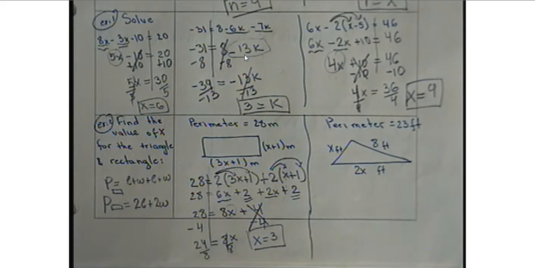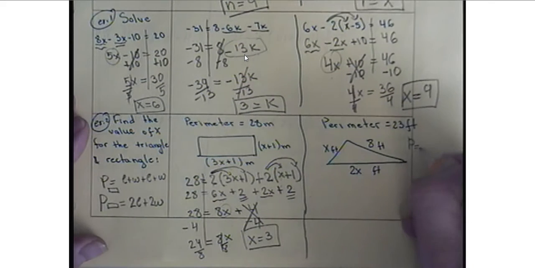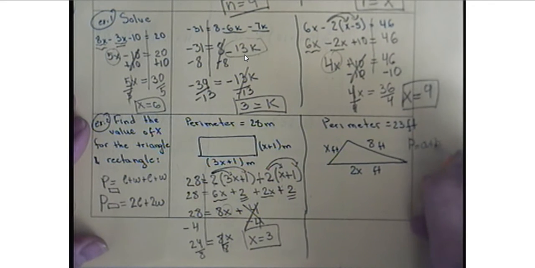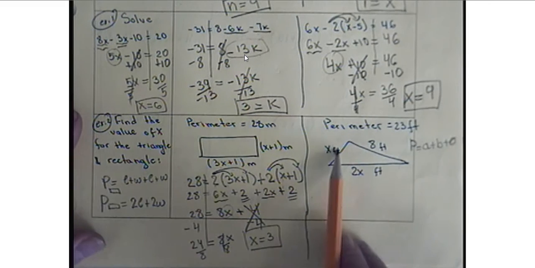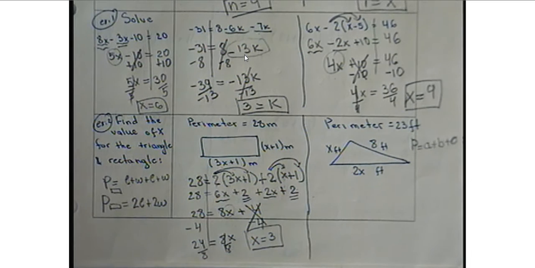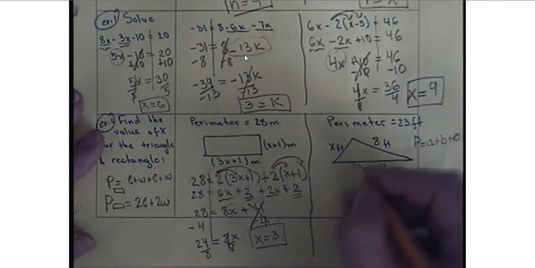Well, the perimeter of a triangle will be equal to side A plus side B plus side C. Okay, so A plus B plus C. That's the perimeter formula for a triangular shape. So the perimeter is 23.